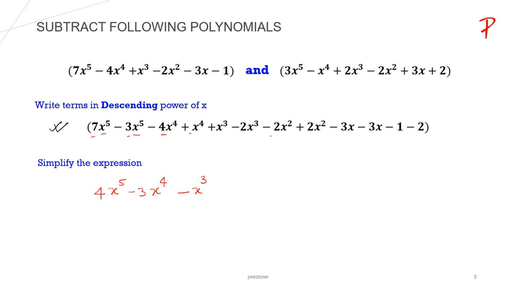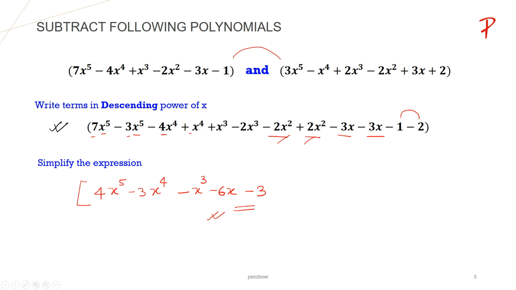minus x cube. Minus 2x square plus 2x square will cancel each other, right? So for x square we have nothing. After that minus 3x and then minus 3x, x will remain as it is. Minus 3 and minus 3 is minus 6 and minus 1 and minus 2 is minus 3, right? So this is going to be our result. I have simplified the expression, and after simplifying the expression we get this: 4x to the power 5 minus 3x to the power 4 minus x cube minus 6x minus 3. So after subtracting these two polynomials we got this particular result, right?